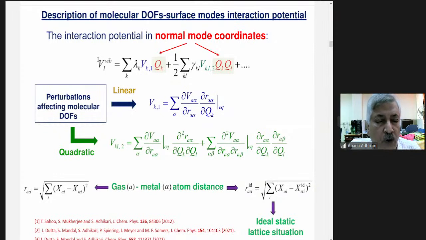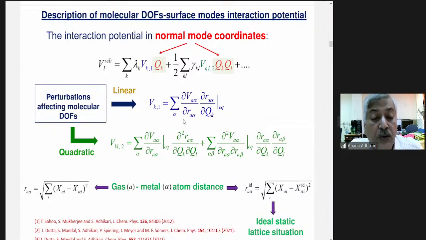If you hit a wall with a ball, definitely the wall doesn't go back. So that's the consideration. You can expand the interaction potential around the equilibrium in terms of the normal mode. And this is the linear coupling, and this is the bilinear coupling. Okay. And how do you get the bilinear coupling constants, VK1 and VKL2?